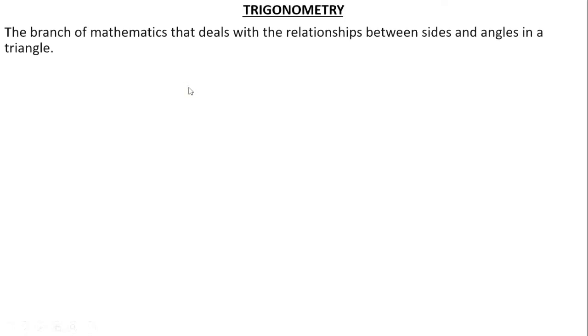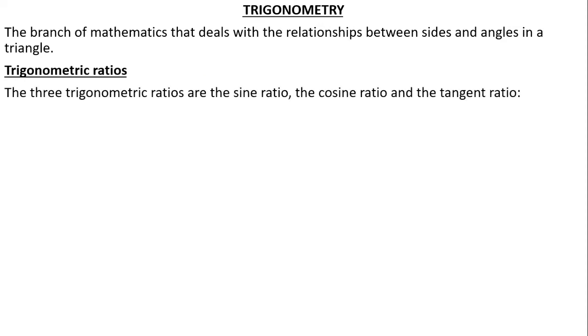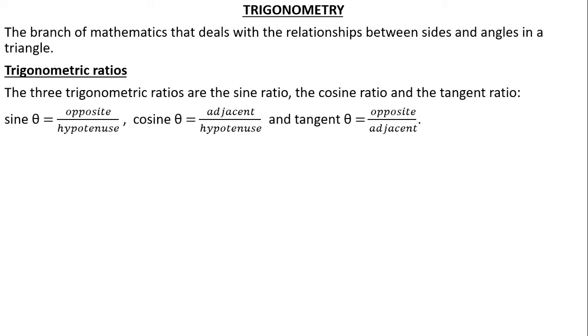Trigonometry, the branch of mathematics that deals with the relationships between sides and angles in a triangle. Trigonometric ratios. The three trigonometric ratios are the sine ratio, the cosine ratio, and the tangent ratio. Sine theta equals opposite over hypotenuse, cosine theta equals adjacent over hypotenuse, and tangent theta equals opposite over adjacent. Sine and cosine rules.